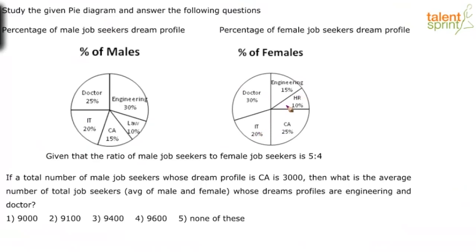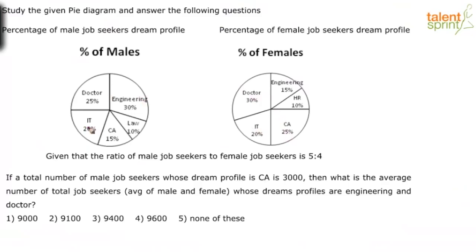Now dream profiles are like engineering, law, CA, IT, or medicine, doctor, etc. So if you look at the distribution of males, 30% of the males' dream profile is engineering, right? 10% of males' dream profile is law, 15% is CA, 20% is IT, 25% is doctor. Similarly for females, 15% is engineering, 10% is in HR, 25% is CA, 20% is IT, 30% is in doctor.